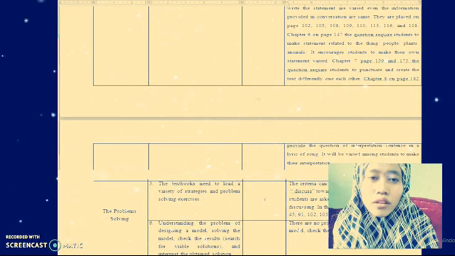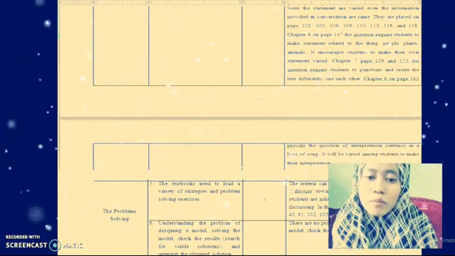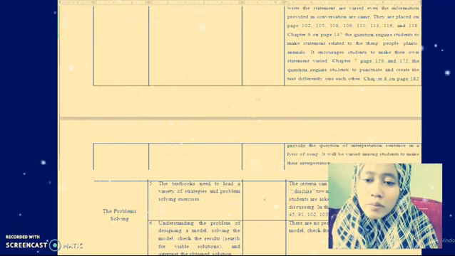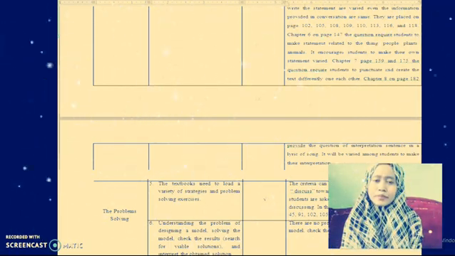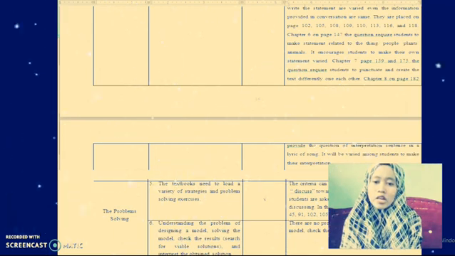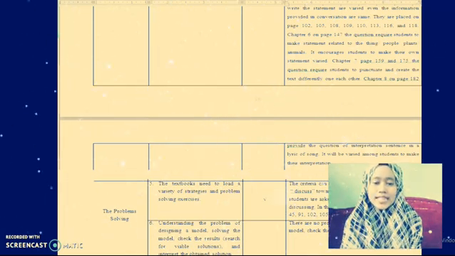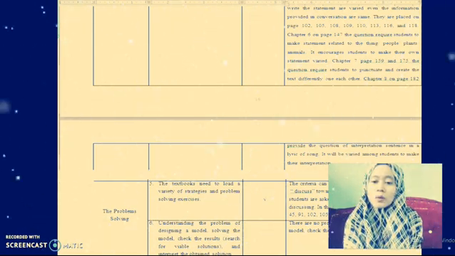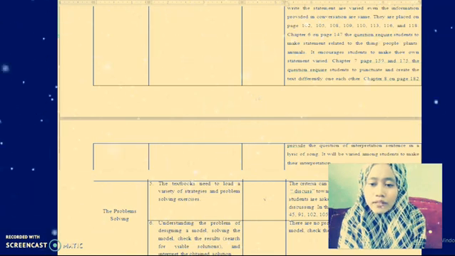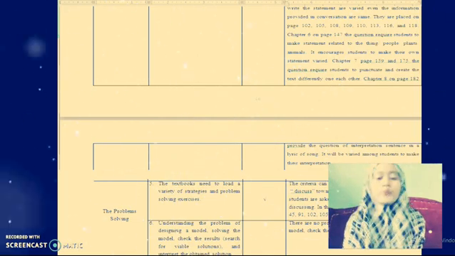And for the problem solving point, there are two indicators. The textbook needs to load a variety of strategies and problem solving exercises. It is fulfilled because the criteria can be seen from the instruction discussed, which means that students are asked to solve the problem through discussing. And the second indicator is not fulfilled because there are no problems of designing a model, solving the model, checking the result, and so on in this textbook.